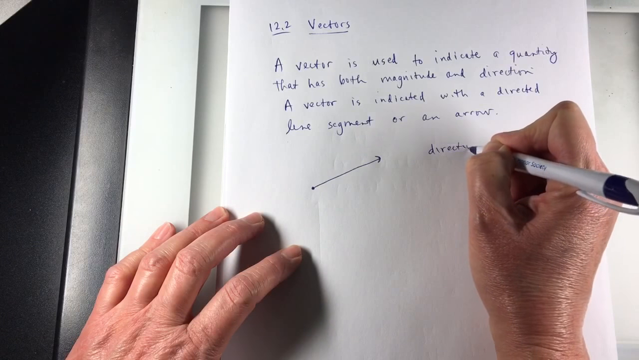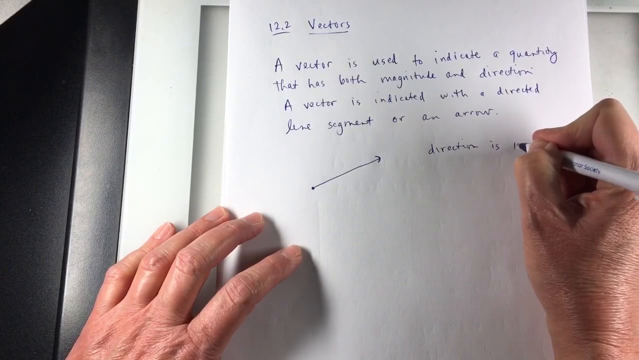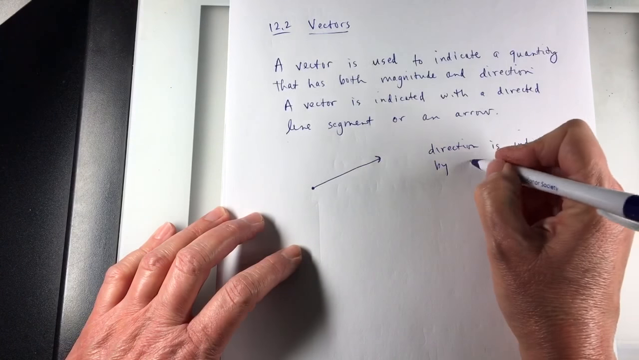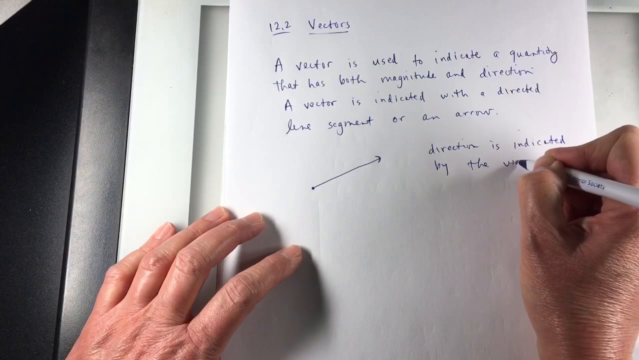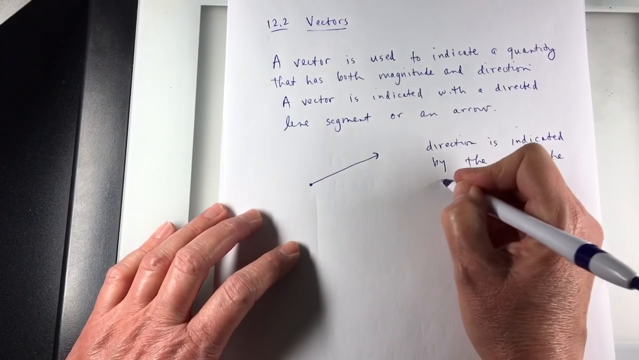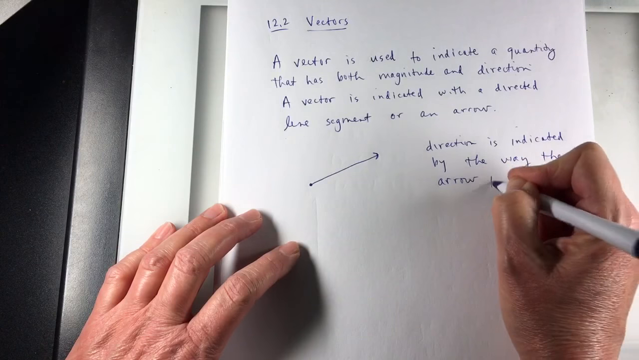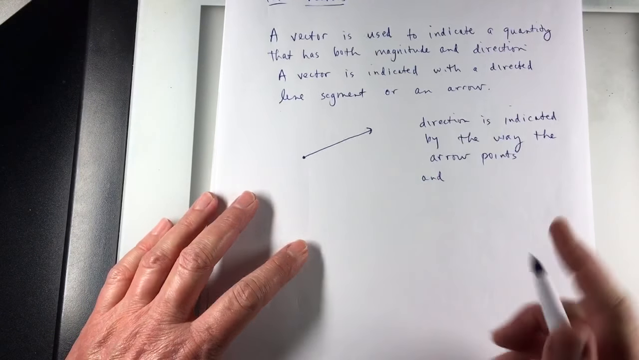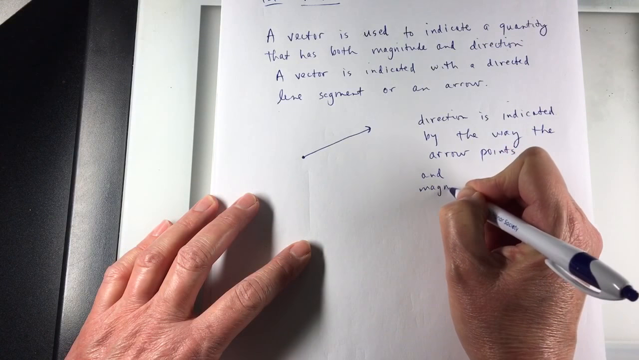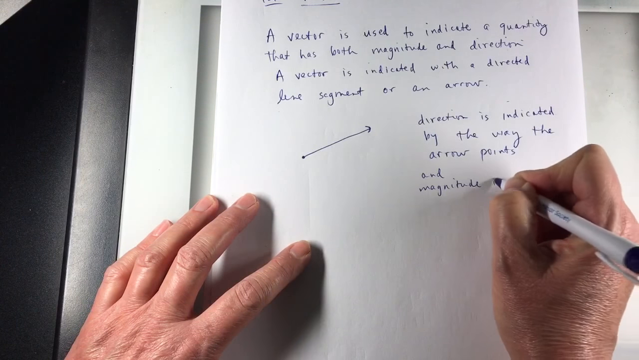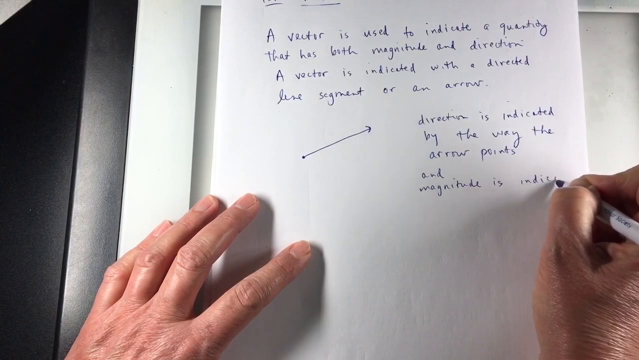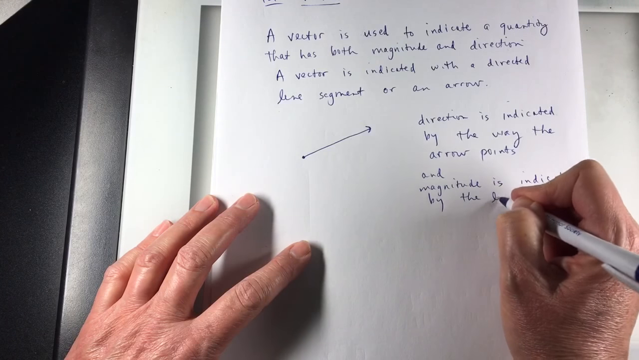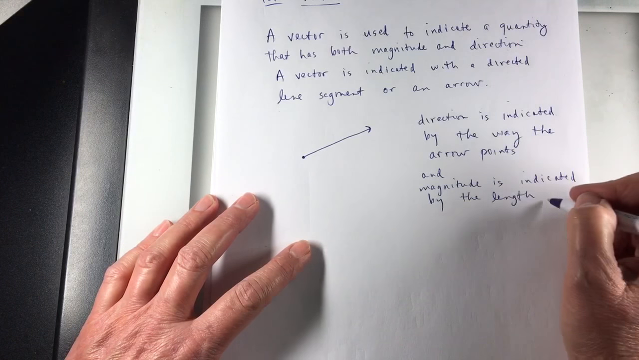So, direction is indicated by the way the arrow points, and the magnitude is indicated by the length of the arrow.